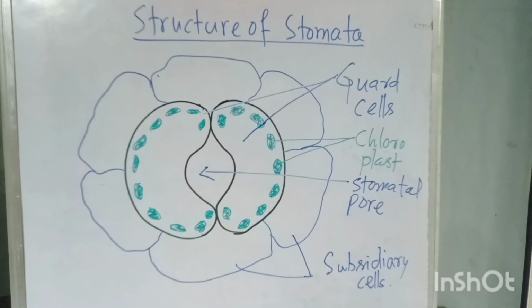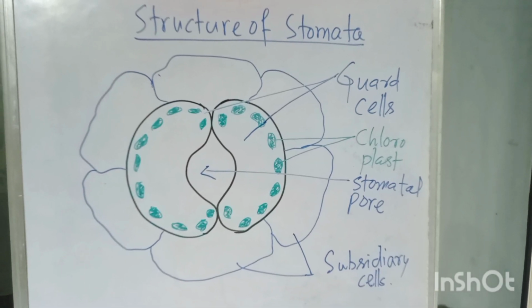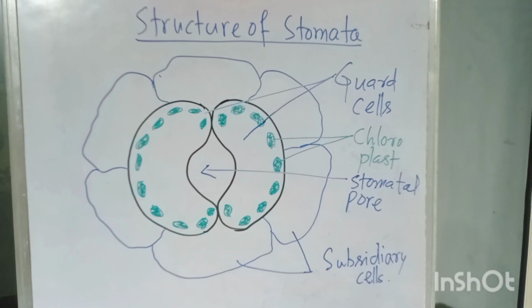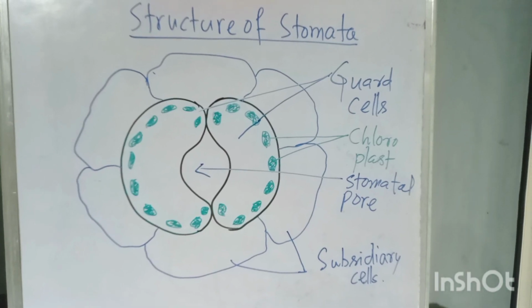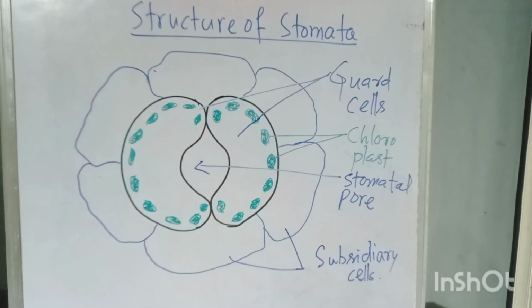The cells surrounding the guard cells are called subsidiary cells. So you can easily make the diagram.